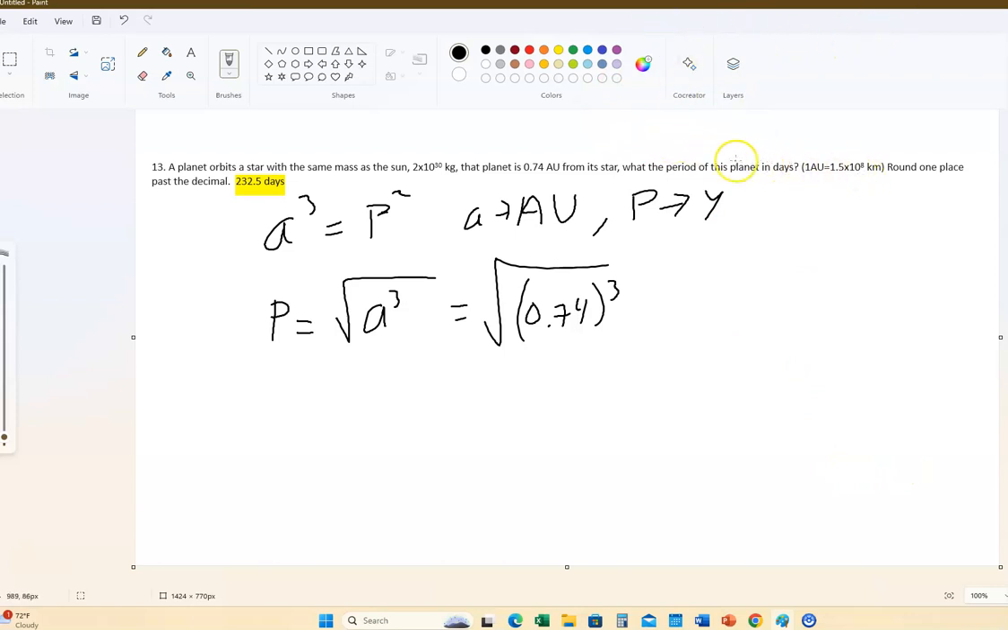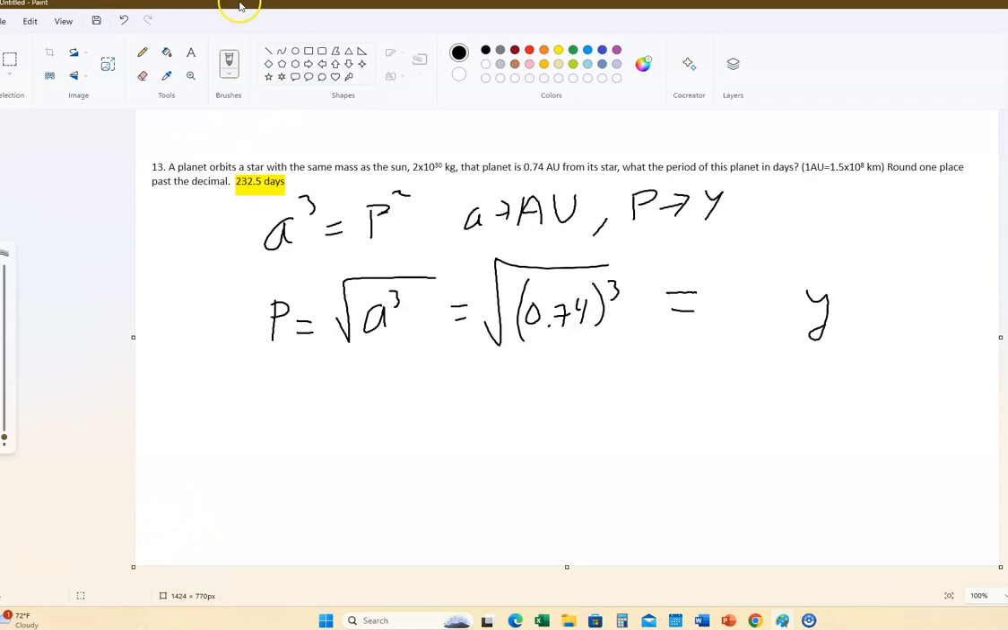Now it says, what is the period of this planet in days? So when we solve this initially, p is going to come out in years. This is going to give us some number of years, and then we'll multiply by the number of days in a year, to cancel the units.